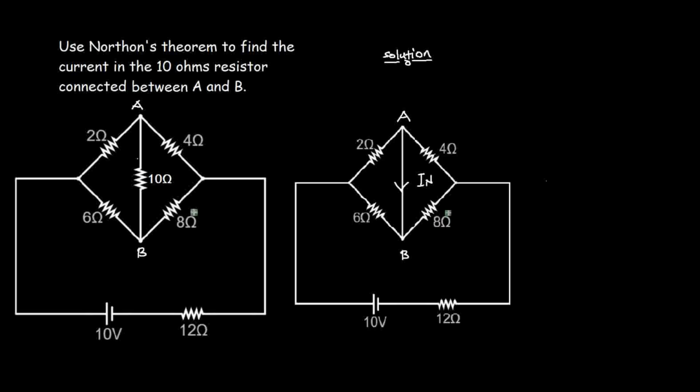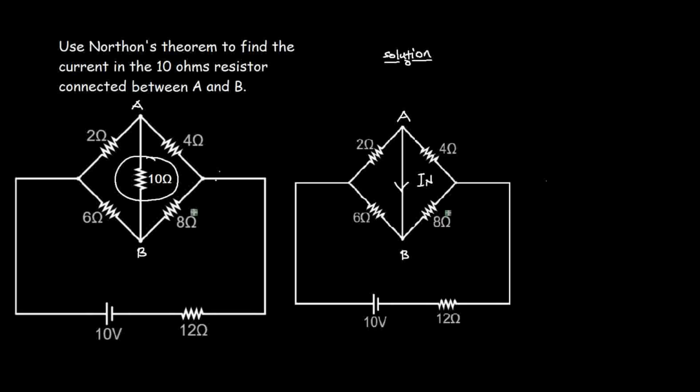To solve this question, the first thing I'll do is take out the 10 ohms resistor here and then calculate the short circuit current, which will be Norton's current. After that, we'll solve for Norton's resistance, then we draw Norton's equivalent circuit, then calculate the current in the 10 ohms resistor.